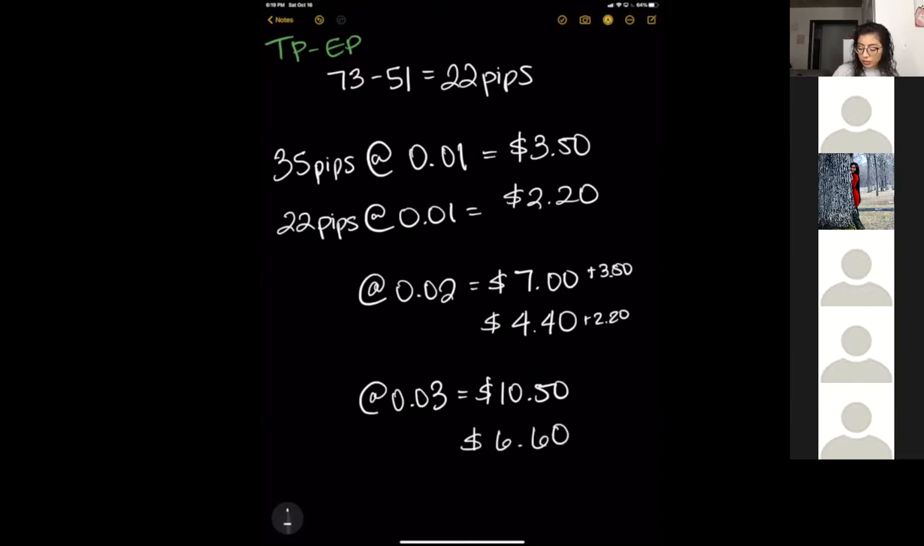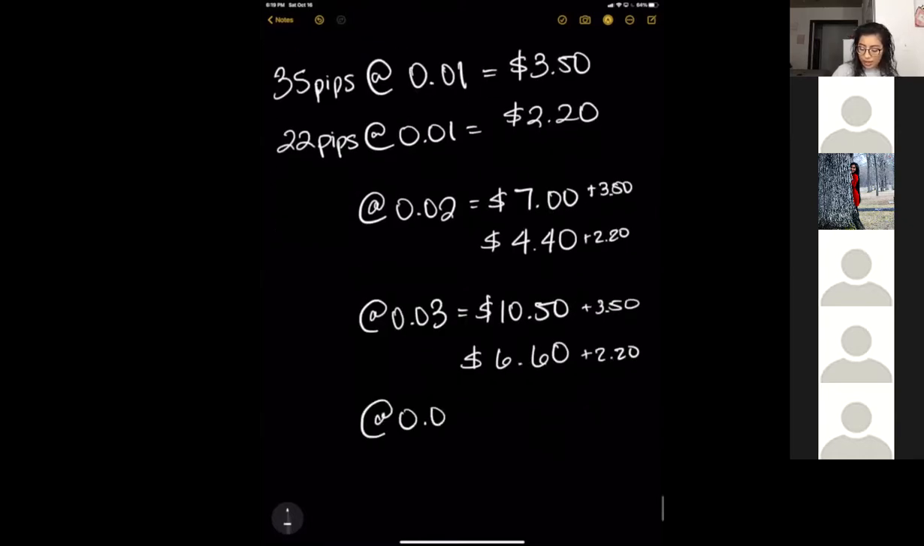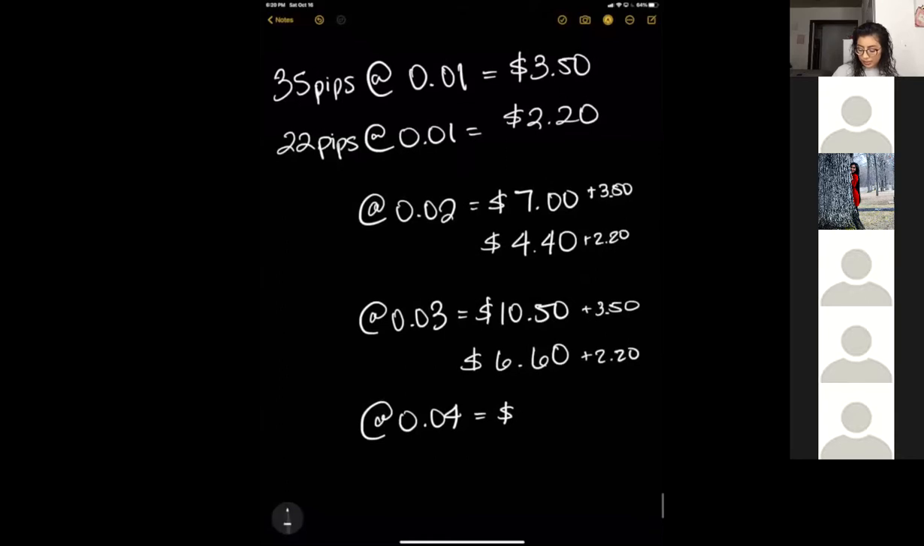$6.60. I literally just keep adding 350. Just keep adding 220. Now at 0.04, guys, let me get some interactions in the chat. What is our take profit at 0.04? If you guys are adding with me, what is it at 0.04? $14, literally, yes. Thank you. What is the risk? I'm sorry, what is the take profit? $8.80.